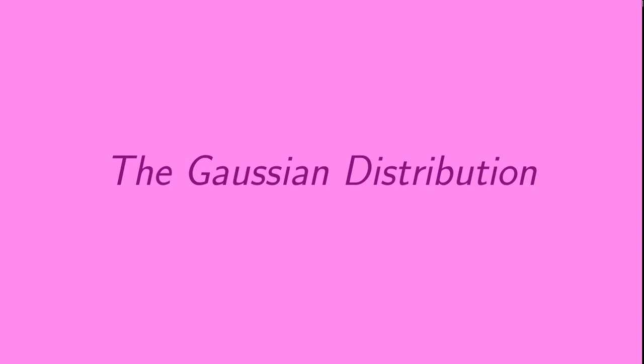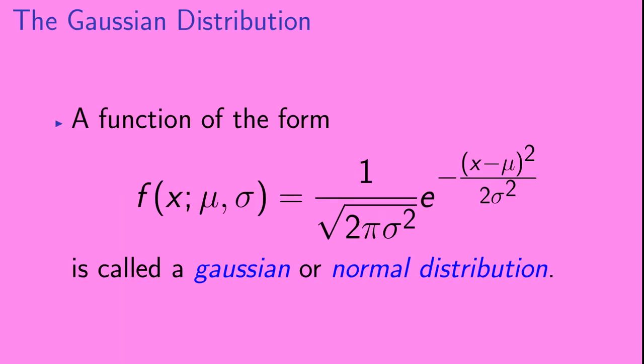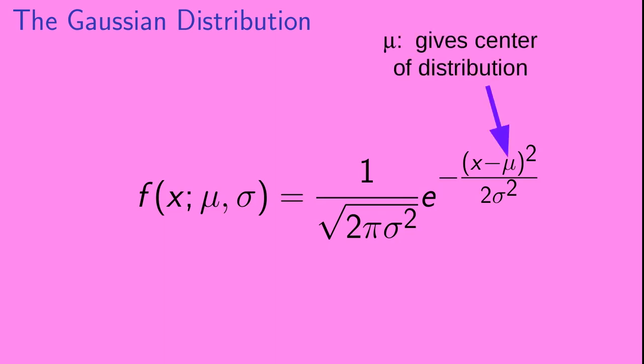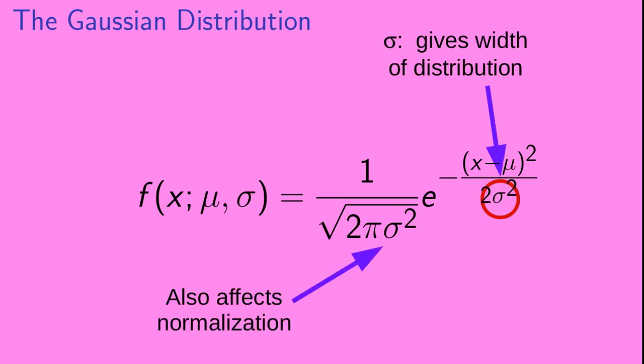Okay, so we've seen the Gaussian distribution crop up a couple of times, so let's take a look at that. A function of this form is called a Gaussian, or normal distribution. It's a function of x, and it takes 2 parameters, mu and sigma. Mu gives the center of the distribution, and sigma gives the width of the distribution. Sigma also affects the normalization, so the height of the distribution. And it's taken a while, but we're finally seeing the letter sigma show up in this discussion.